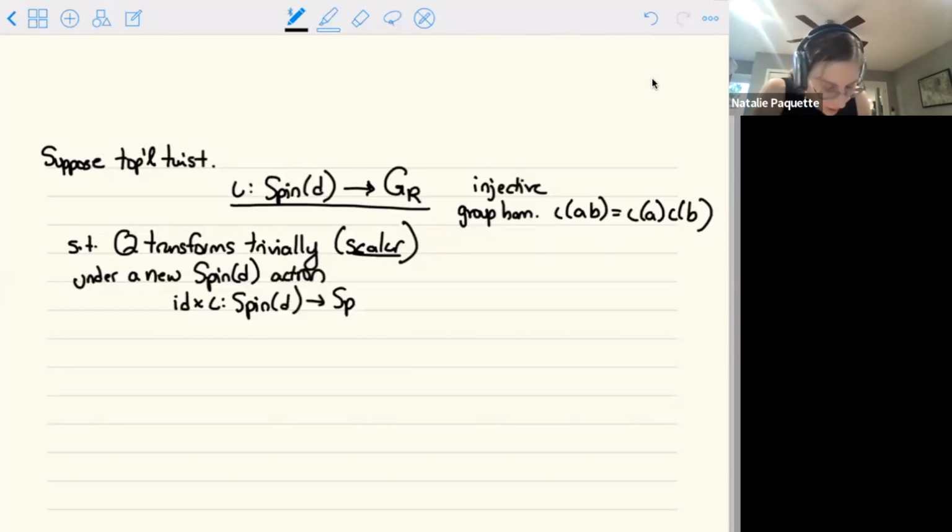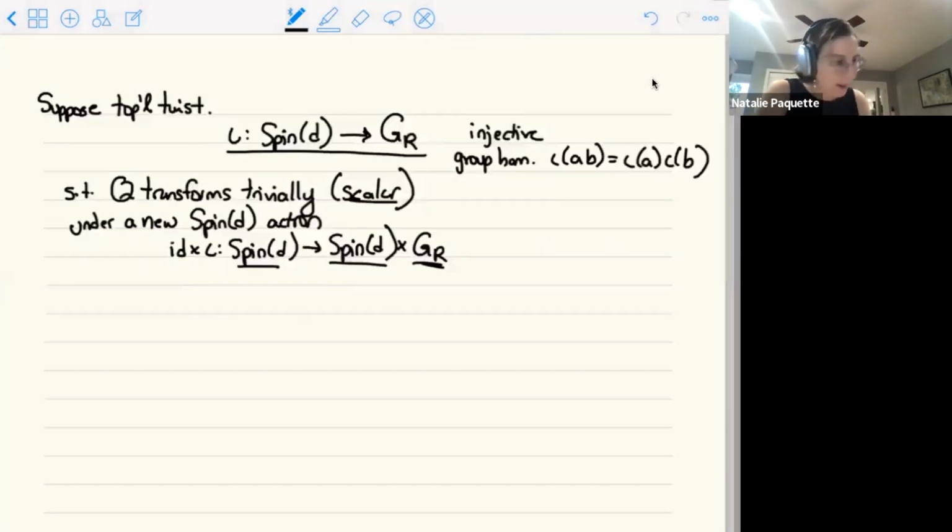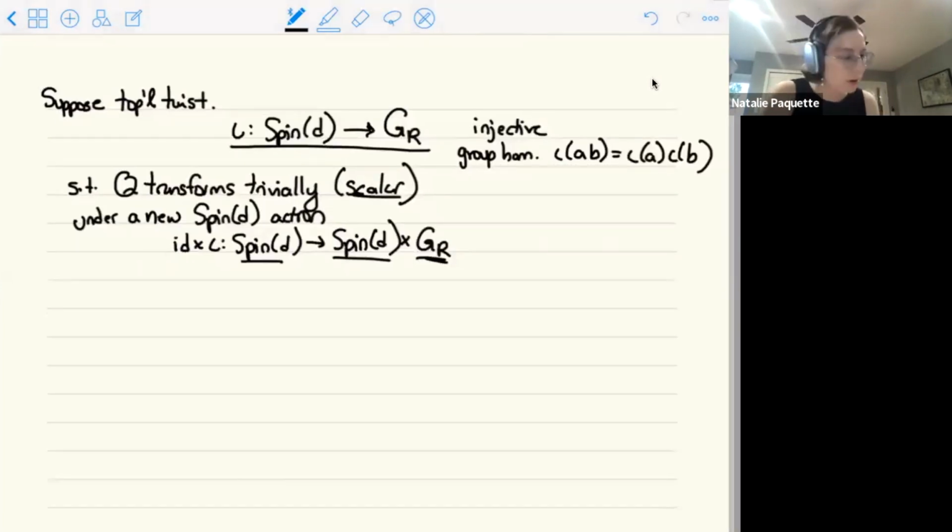So I'm mapping spin D into spin D times GR. Under the first copy, it's just the identity, and it maps into GR via this choice of map that I've made. And again, I'll do an example in 2D shortly. So in other words, we're changing the spins of everything in the twisted theory so that there's a modified action of the Lorentz group that does commute with the action of Q. And once you've modified all the spins in this way, now for a topological twist, you can place it on arbitrary manifolds.